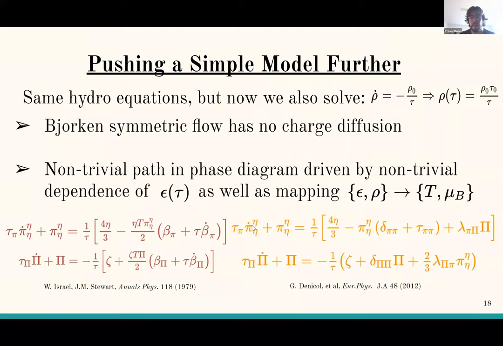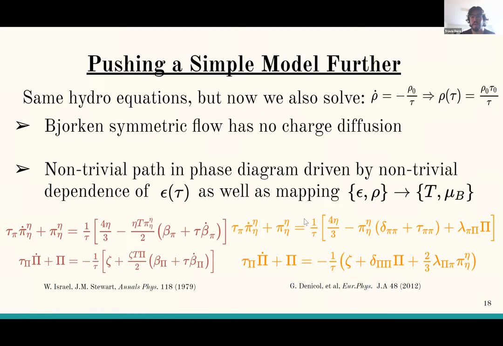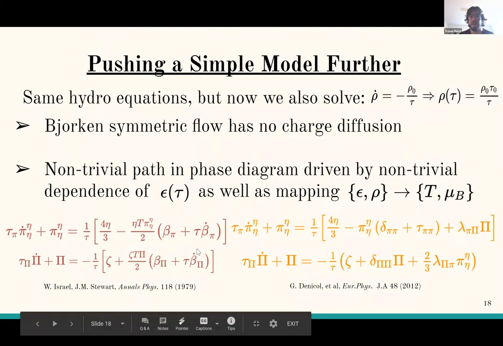Chi_0 and omega_0 are connected to these pi's here. Chi is related to the shear: it's the shear over epsilon plus p, and omega is the bulk over epsilon plus p. The same thing for these equations, of course. The only thing that is different is how I initialize these. The point is that these are dynamically independent equations in this hydrodynamic formalism, so you can initialize them almost however you see fit. I put an asterisk there, but there's a range, and it's okay for you to initialize them independently from your system.